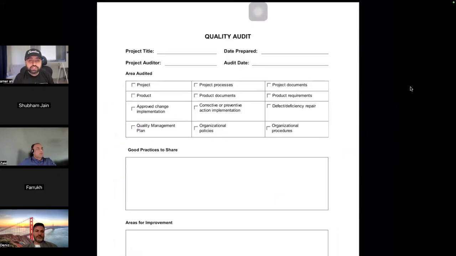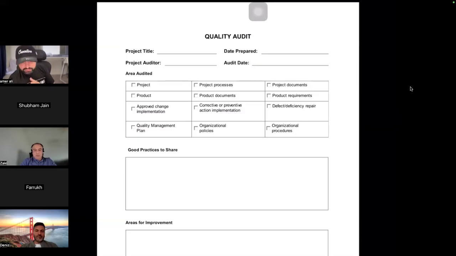What is a preventive action? What is a corrective action? What is a defect repair? Can you put in the chat box what is the difference between them? Preventive, corrective action, and defect repair. I'll give you 10 seconds. What is preventive, corrective, and defect? What is preventive action, corrective action?